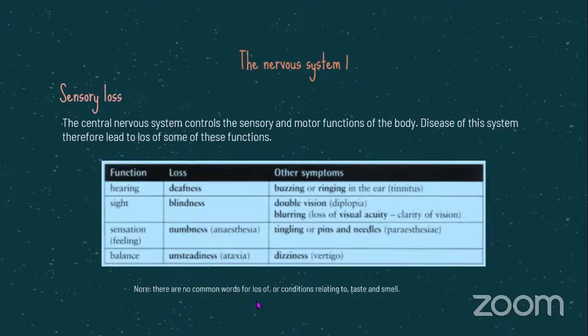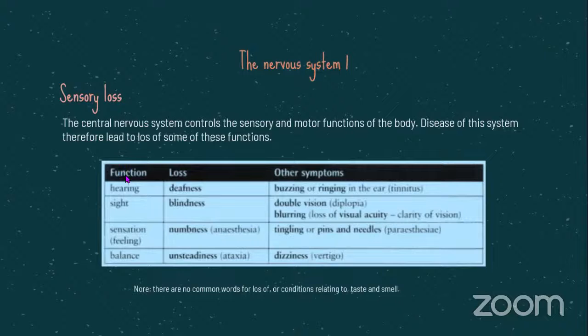Sensation, feeling: numbness, anesthesia. Tingling or pins and needles, paresthesia. Balance: unsteadiness, ataxia, dizziness, vertigo. There are no common words for loss of or conditions relating to taste and smell. Thank you, Claudia. Okay, just remember function.